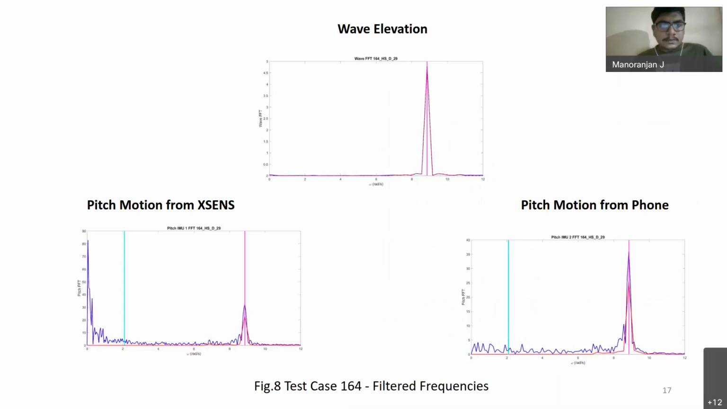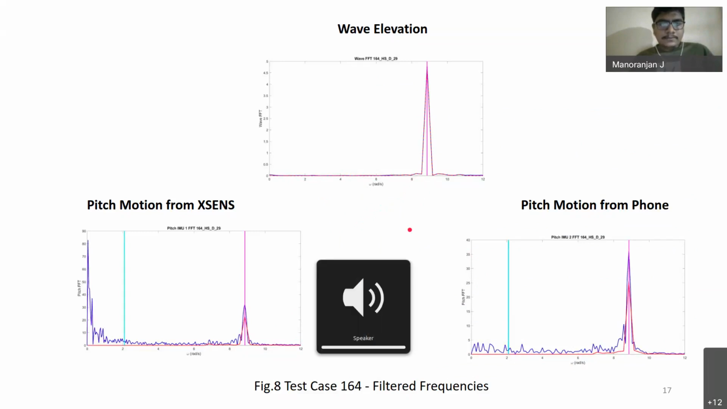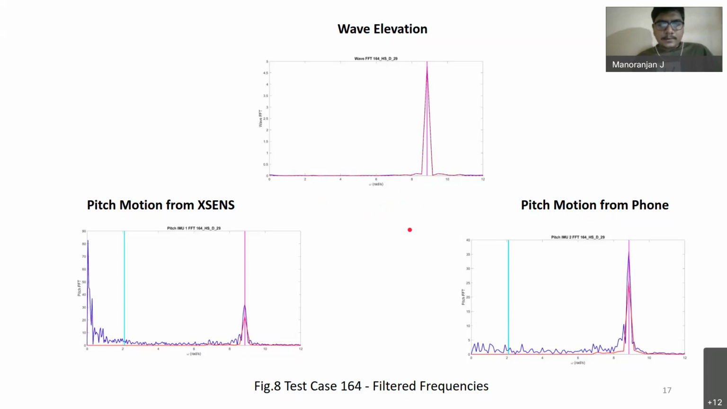Yeah, so this plot shows you the filtering process. These three plots actually show the FFT of the corresponding time signal that you saw for that 164th test case. The first plot at the top is for the wave. You see a single high peak which corresponds to the wave frequency. When we are filtering, we have this mean frequency at the peak, and we choose a threshold beyond which we filter out the rest of the frequencies.